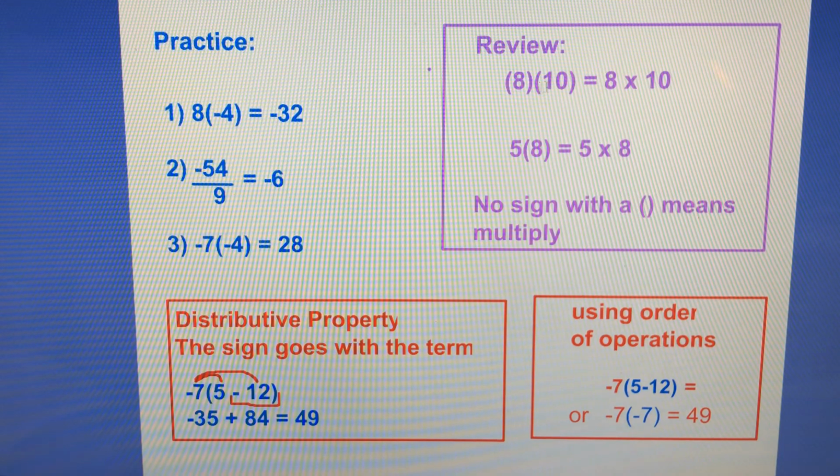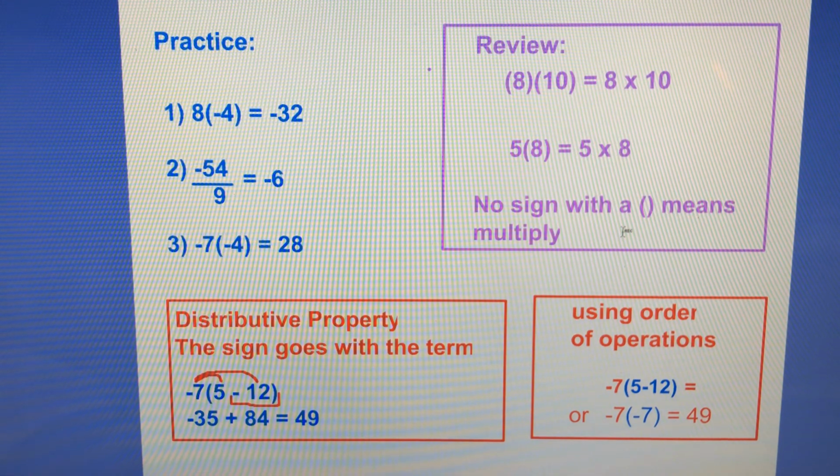Review. If you have two numbers next to each other with parentheses, that means multiplication. Even one digit outside of parentheses means multiplication. When there is no sign with a parentheses present, it means multiply.